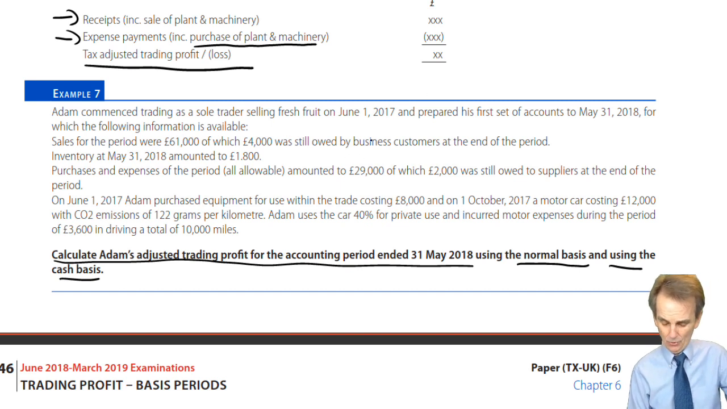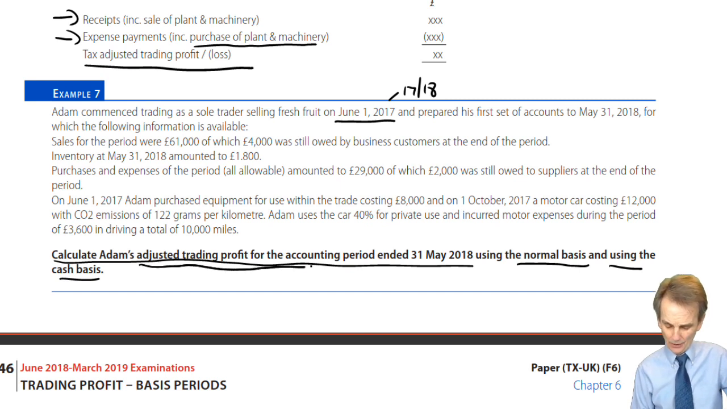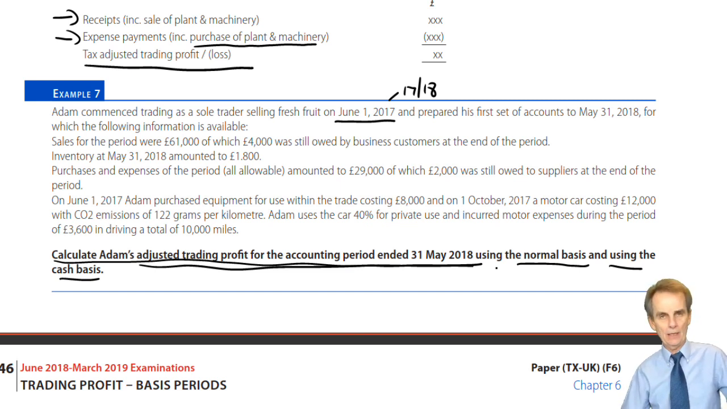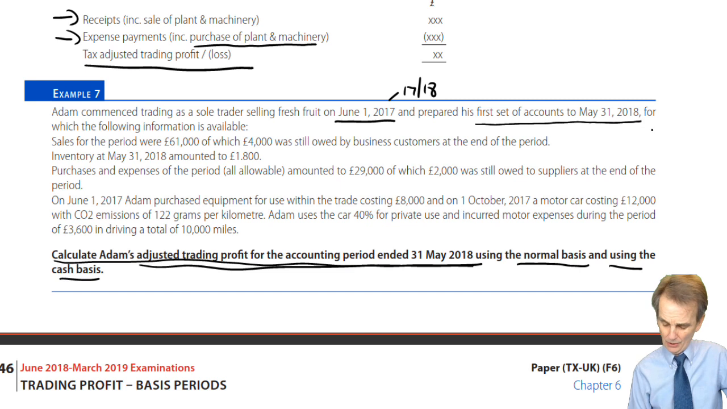Adam commenced trading as a sole trader selling fresh fruit on the 1st of June 17. So there we go, 17/18 is again our first tax year of assessment, should we have to deal with that assessment. What does this ask us to do? Simply to work out the adjusted trading profit for the accounting period ending 31st of May 18. How you then use that would be the normal bases of assessment in opening years. It's just that the profit figure is found using a cash basis rather than an accruals basis.